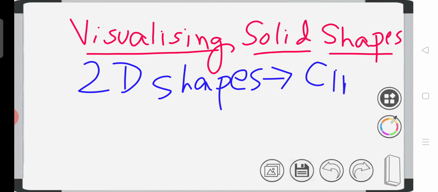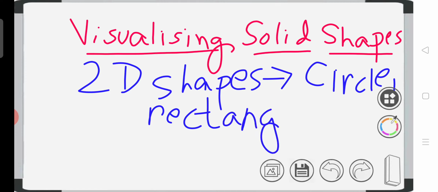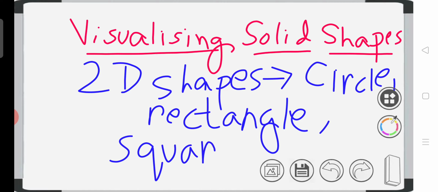So circle, rectangle, square, triangle, etc. will come under this category, all those figures which have only length and breadth.